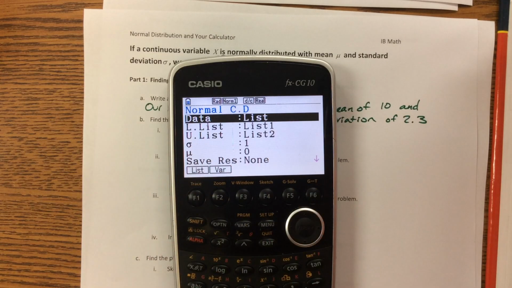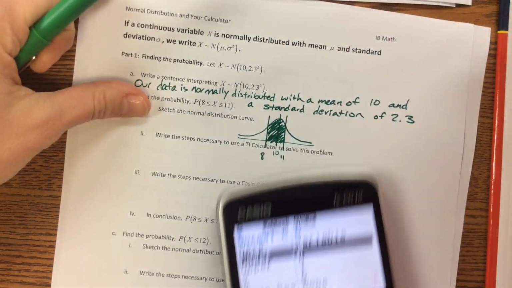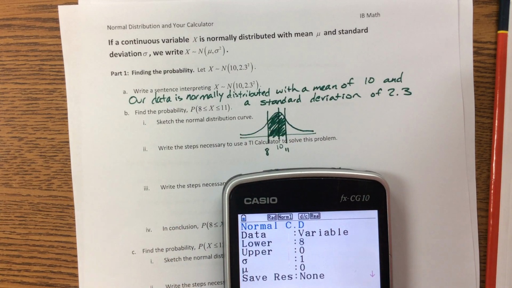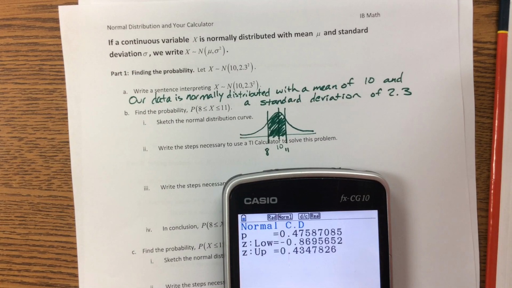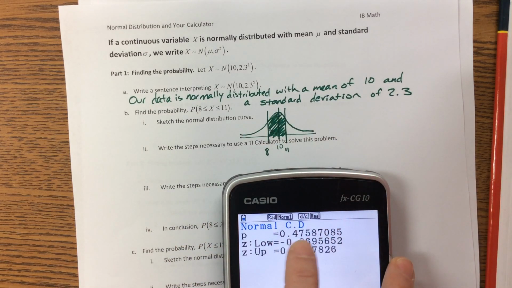So our data does not come from a list, so we hit variable. And now they want to know, okay, what's the lower bound of the interval that we're looking at? Well, it's 8. What's the upper bound? It happens to be 11. And then the next part is sigma, which is the standard deviation. So that's the 2.3. Mu is the mean, and that's 10. And now we hit enter. And what this is telling us is that the probability that you're in this interval here is 0.475.